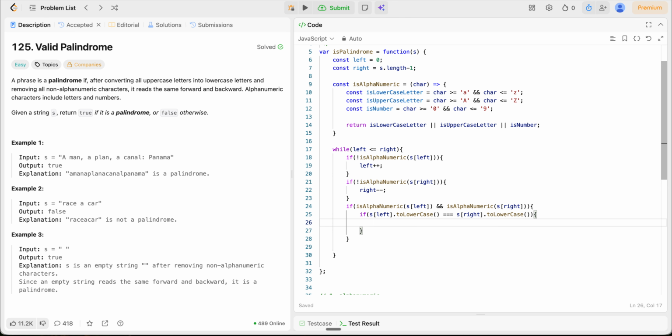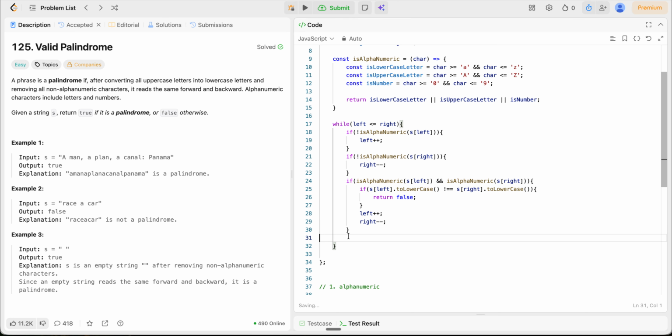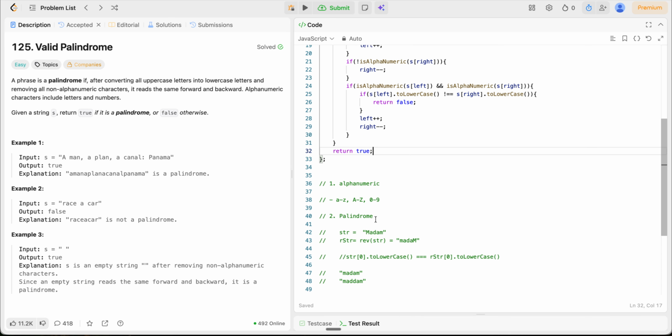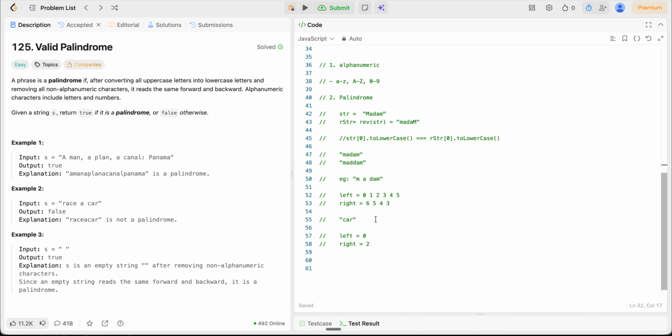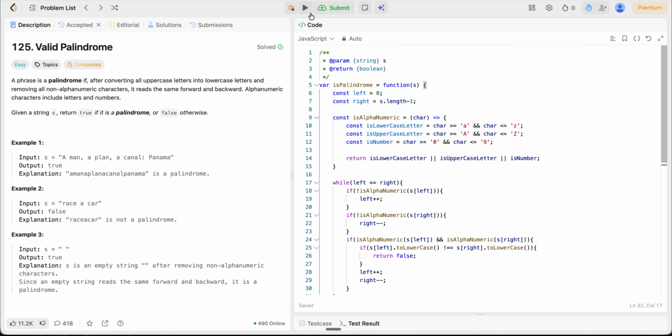In this case, let's write a case where they are not matching. If they are not matching, we can directly return false from here. We don't have to go forward from here. If they are equal, then we can do left plus plus and right minus minus. That's all. And at the end, if we are able to traverse through all the letters and finish, then in that case we have to return true. Let the below be all commented. Now let's run the code.